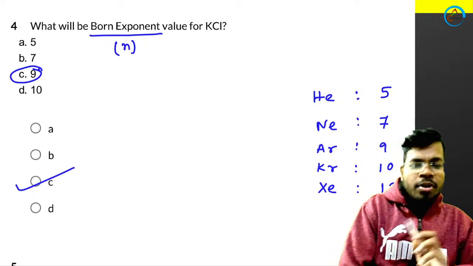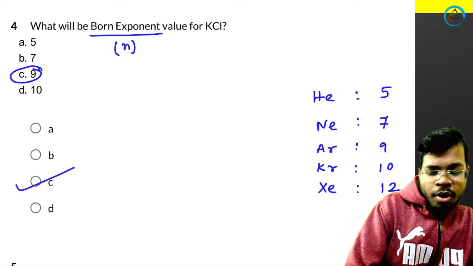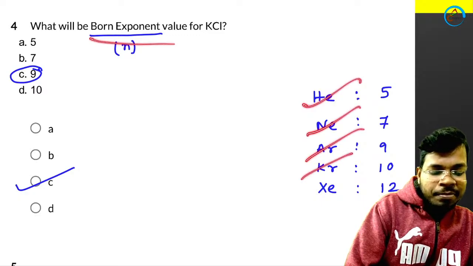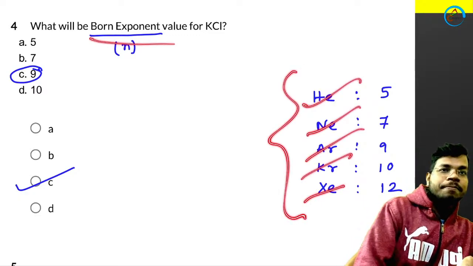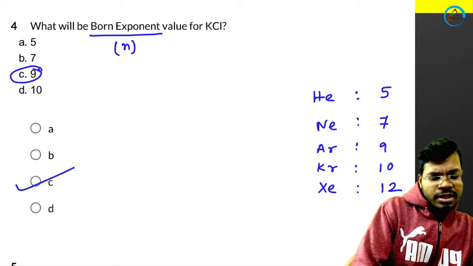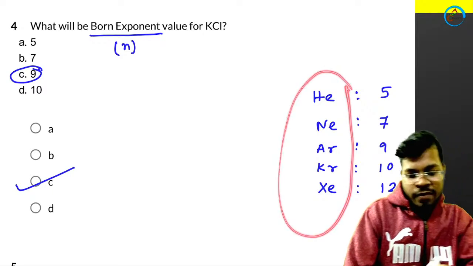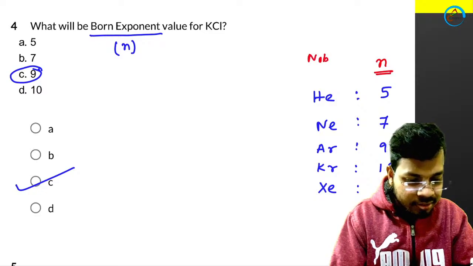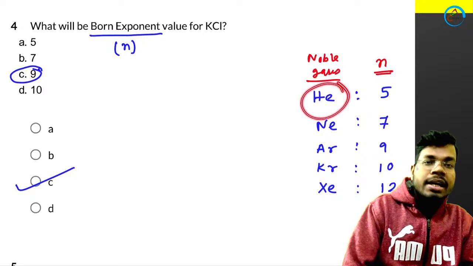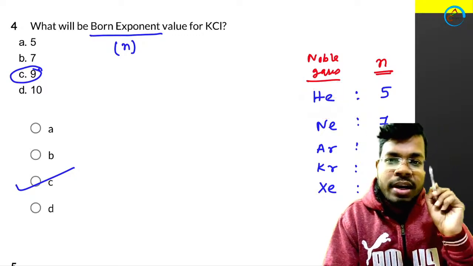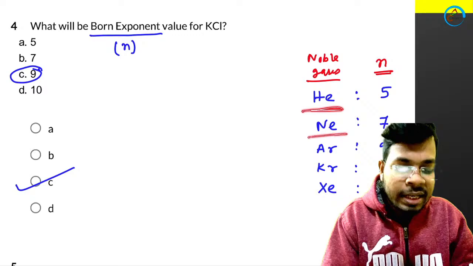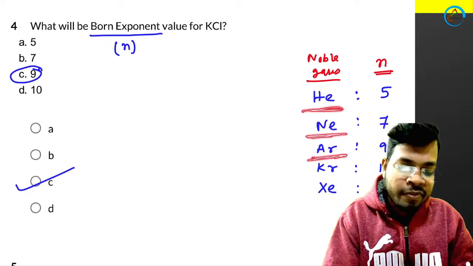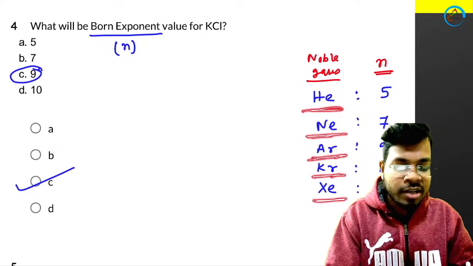So the logic is very simple. Remember the bond exponent values for helium, neon, argon, krypton, xenon. Simply, these are the bond exponent values for all these noble gases. Helium means the helium electronic configuration, neon means the neon electronic configuration, and so on.